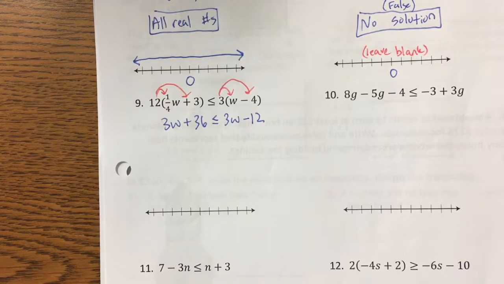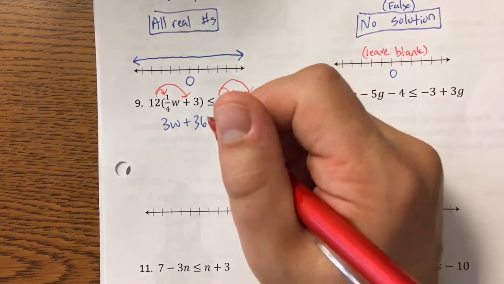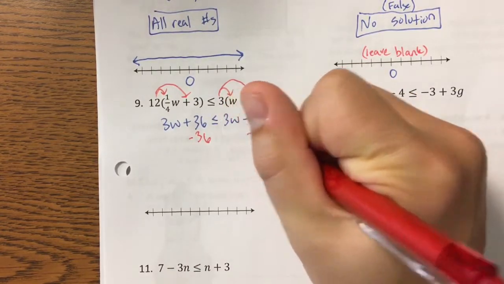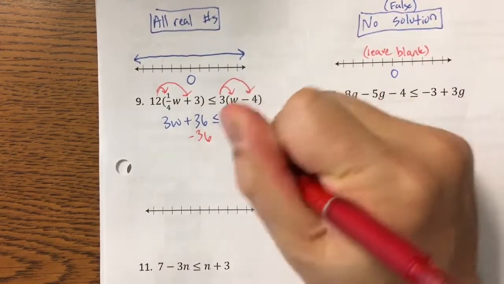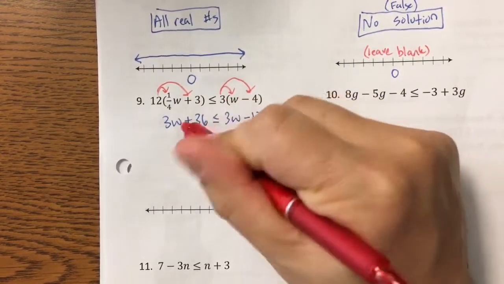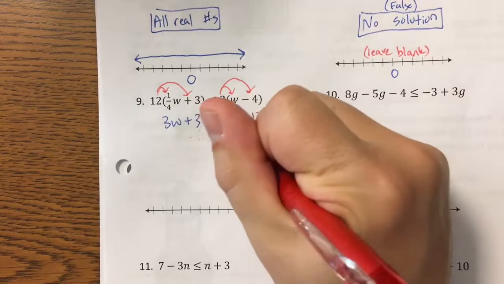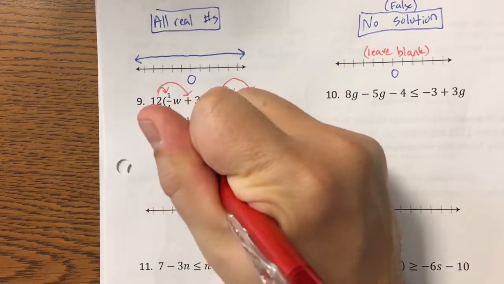So we're going to subtract 36. Oh, no, not 36. What am I doing here? What should I do? Wow, I went off into the deep end there. I don't know what I'm doing. Minus 3w is what we want to do there.